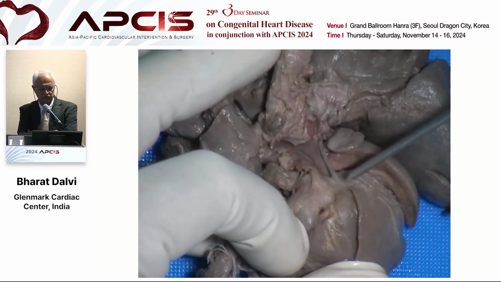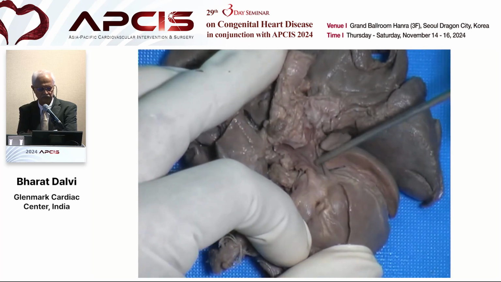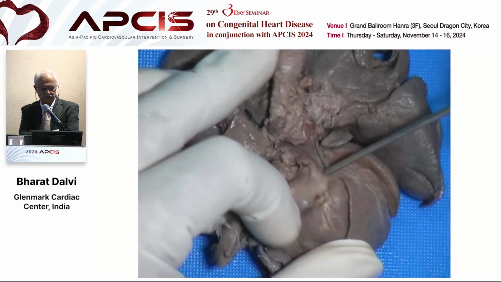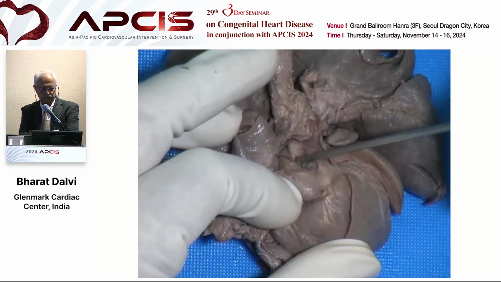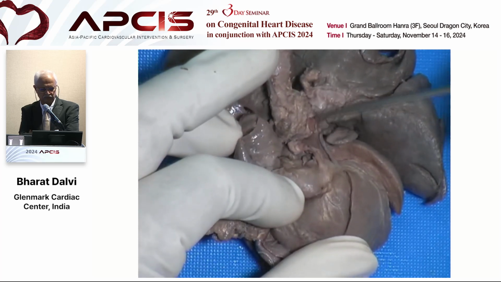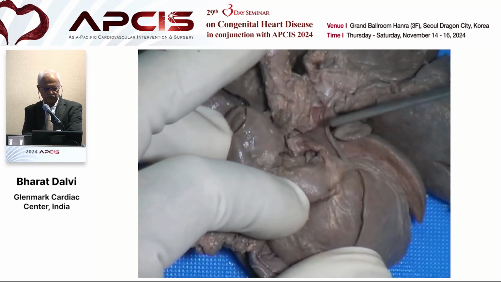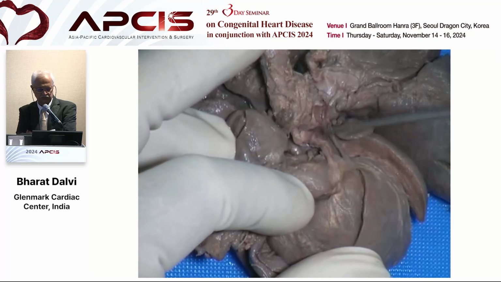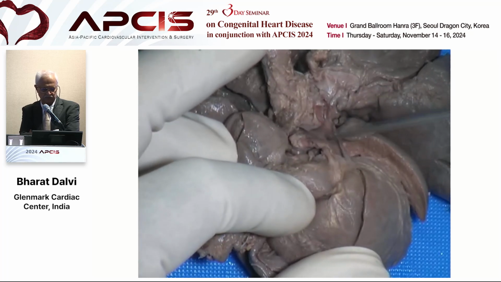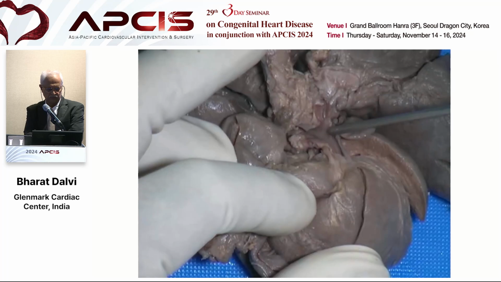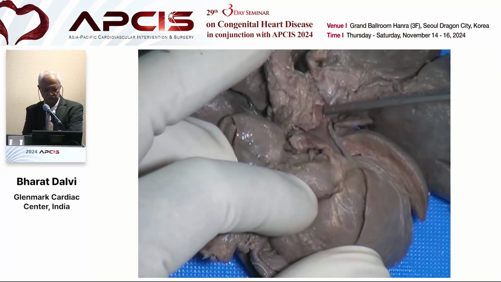You can see that this is a case where there is a severe hypoplasia of the main pulmonary artery, which is opened up now. And these are the two branches, the left pulmonary artery here and the right pulmonary artery here. So in the earlier case, you saw that the pulmonary arteries were reasonably well formed. As against this, in this particular case, the pulmonary arteries are severely hypoplastic.